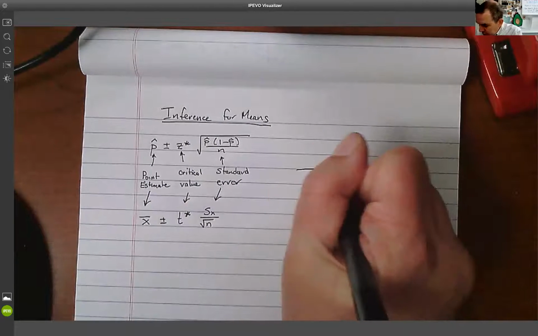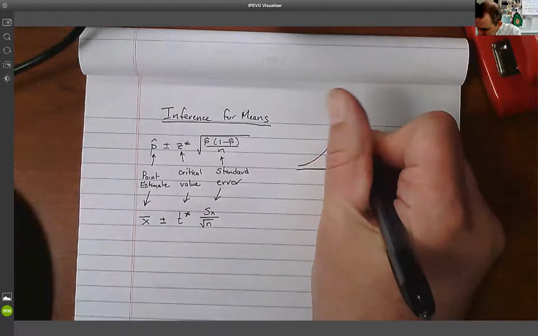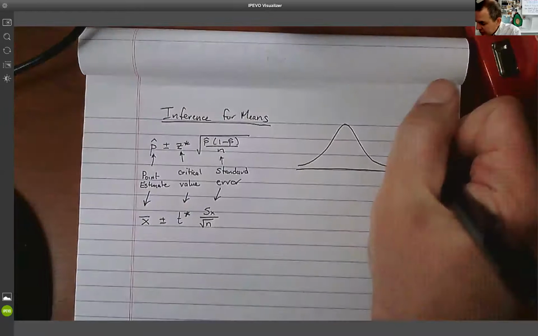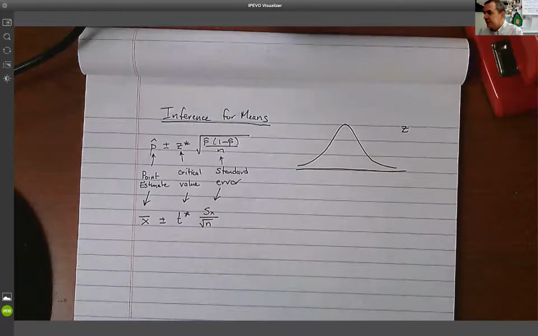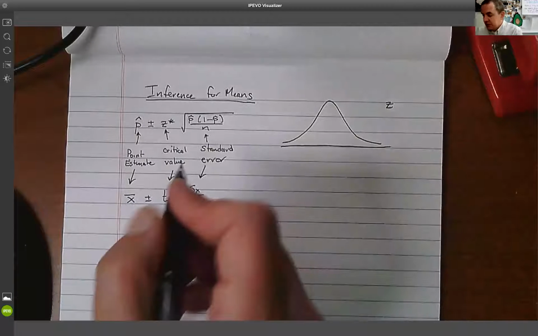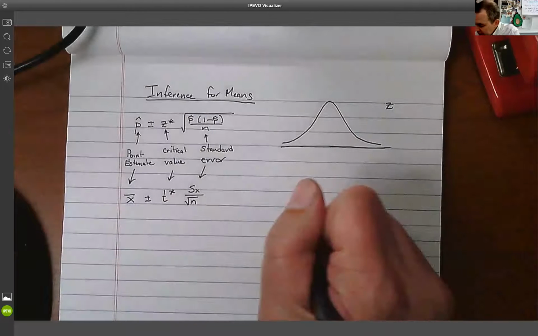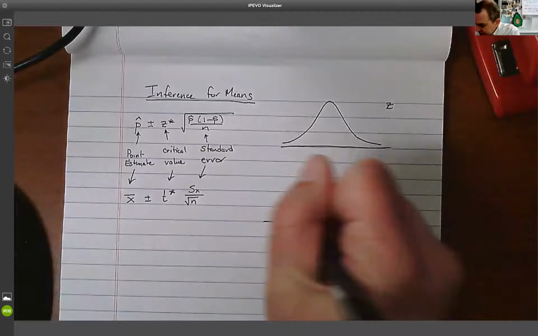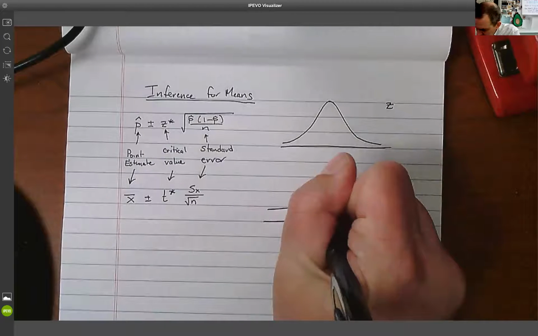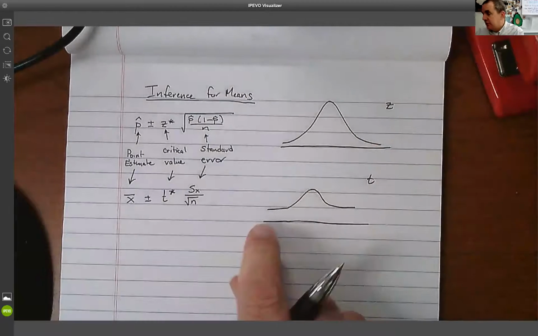In the world of proportions, we're basing things on that z, which is the normal distribution, or normal curve. This is kind of what our z looks like. When we're dealing with means, we don't know the standard deviation, so we're going to use our sample standard deviation. It actually looks like this. It looks like that normal distribution, but it's a little bit fatter in the tails.